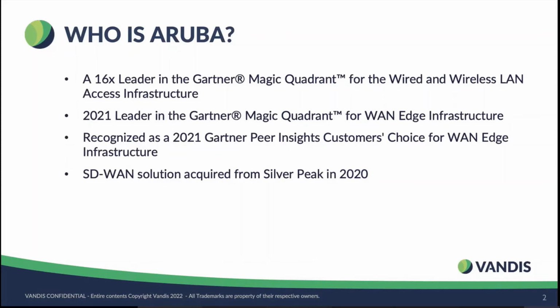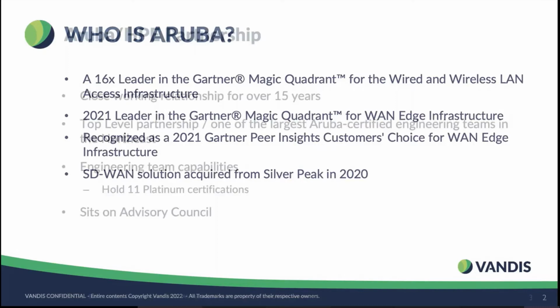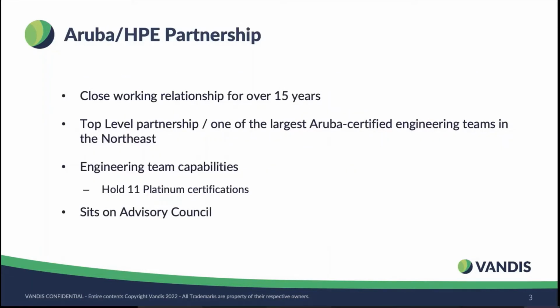For those who don't know, Aruba EdgeConnect is an Aruba product that was acquired from a company named Silver Peak. A little background on Aruba, for those who are not familiar: they've been a leader in the Magic Quadrant for both wired and wireless for quite some time now. Definitely a leader in the WAN edge of the infrastructure, and you can see the numerous different awards. The solution itself was acquired by Aruba from Silver Peak in 2020, and is now rebranded as Aruba EdgeConnect. Aruba and HP have been in partnership and working closely for over 15 years.